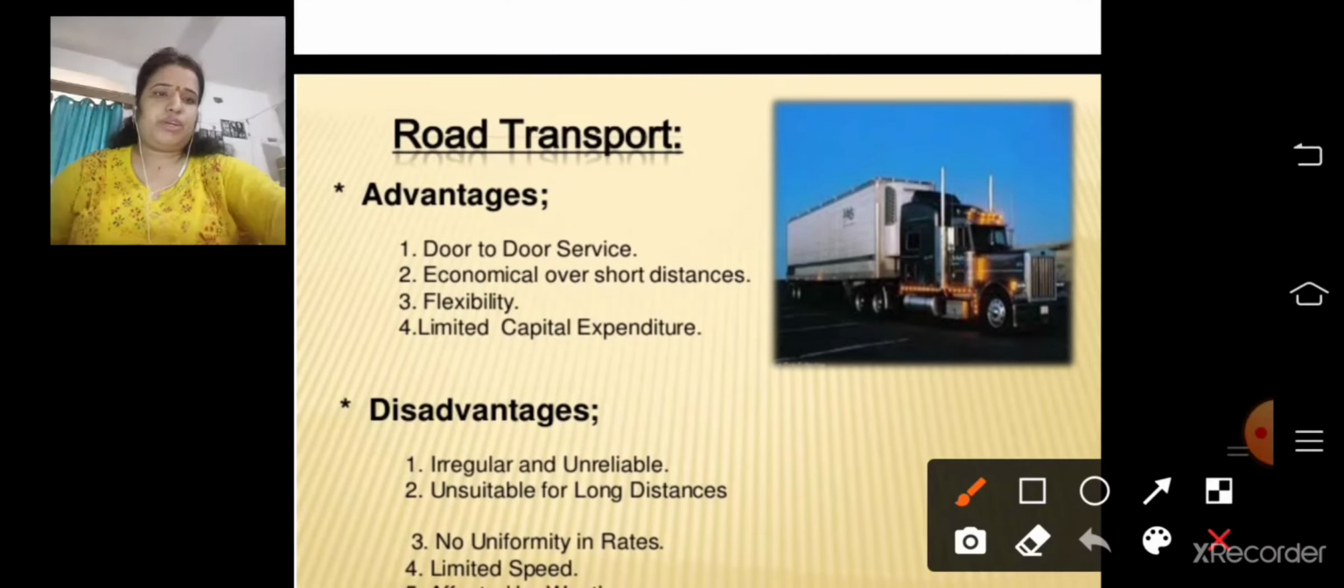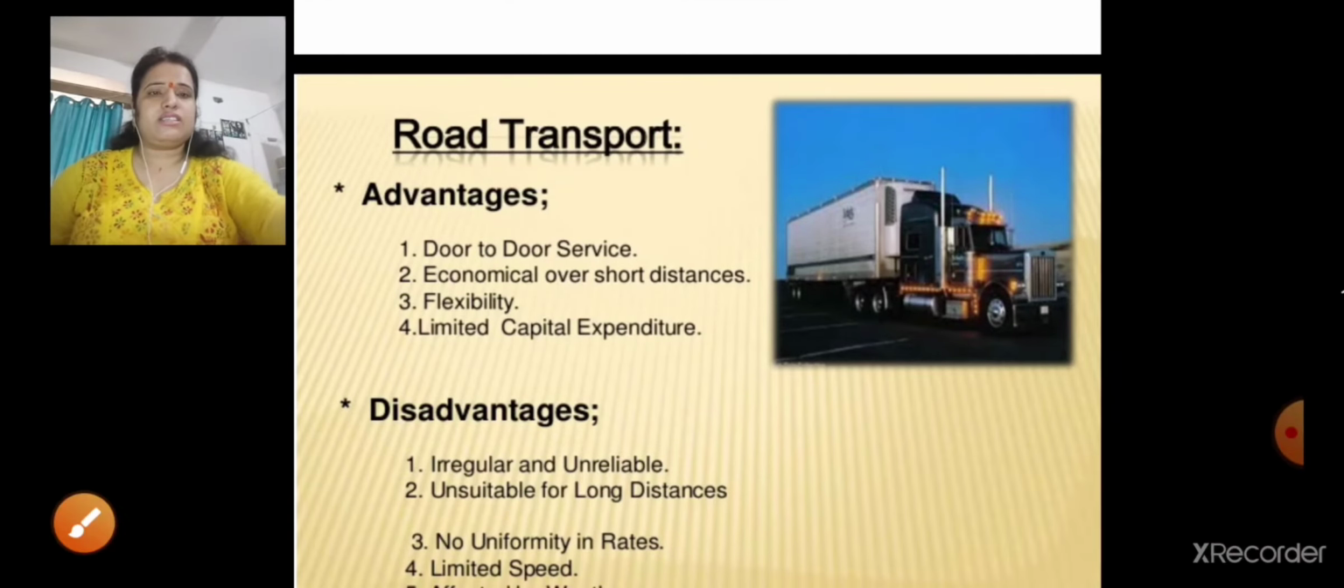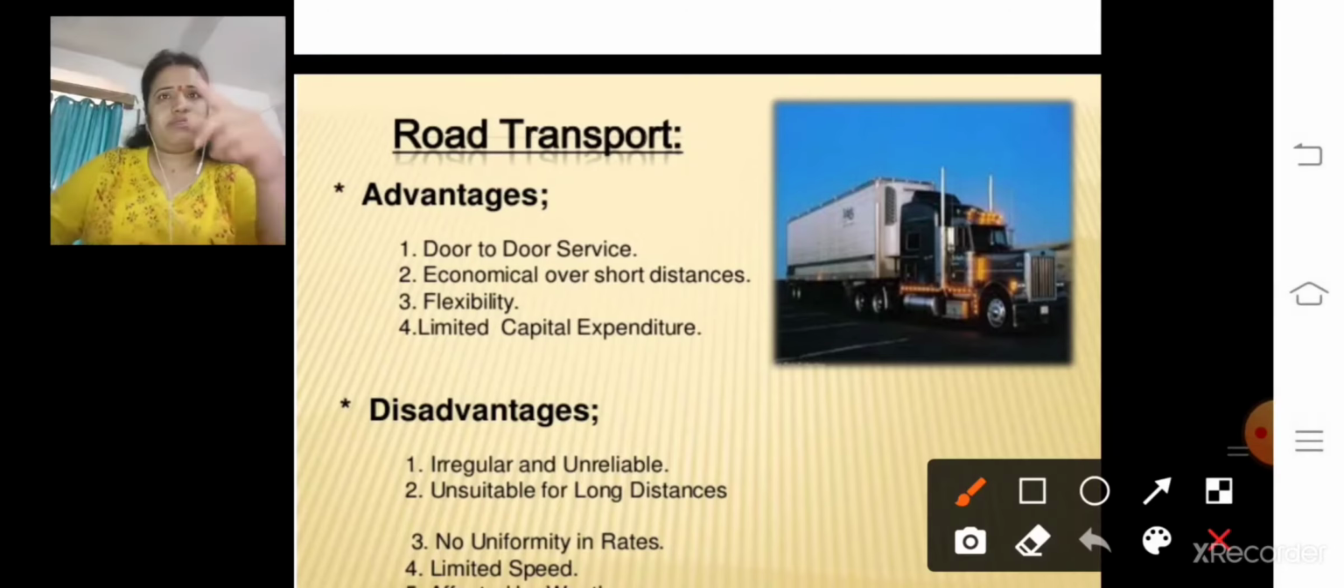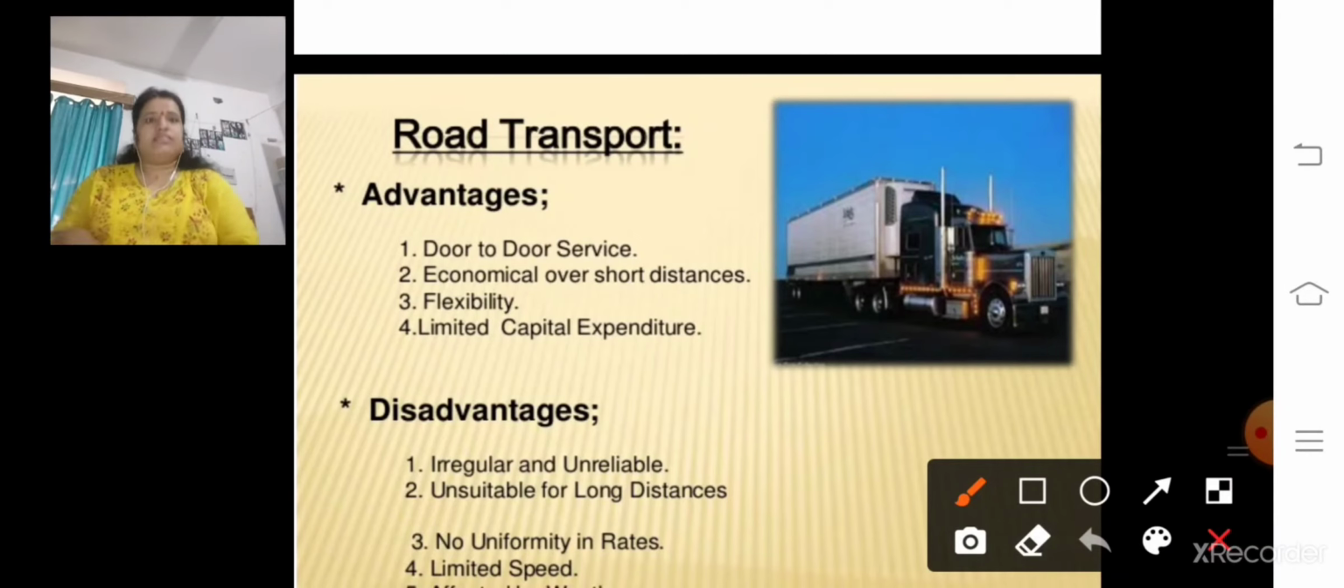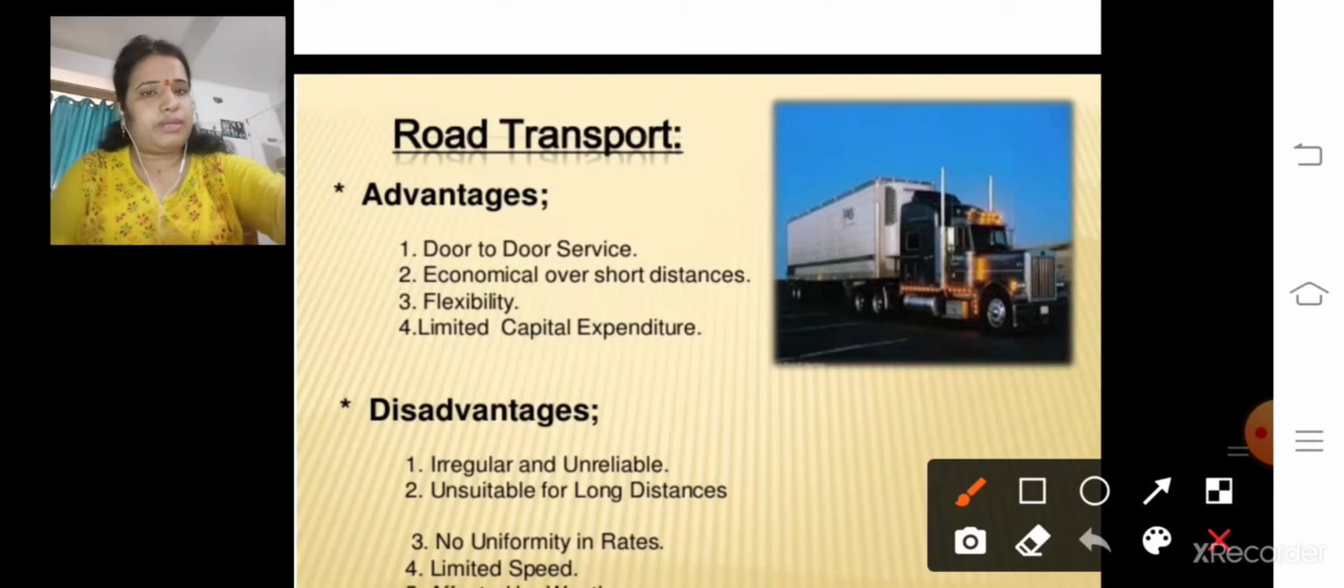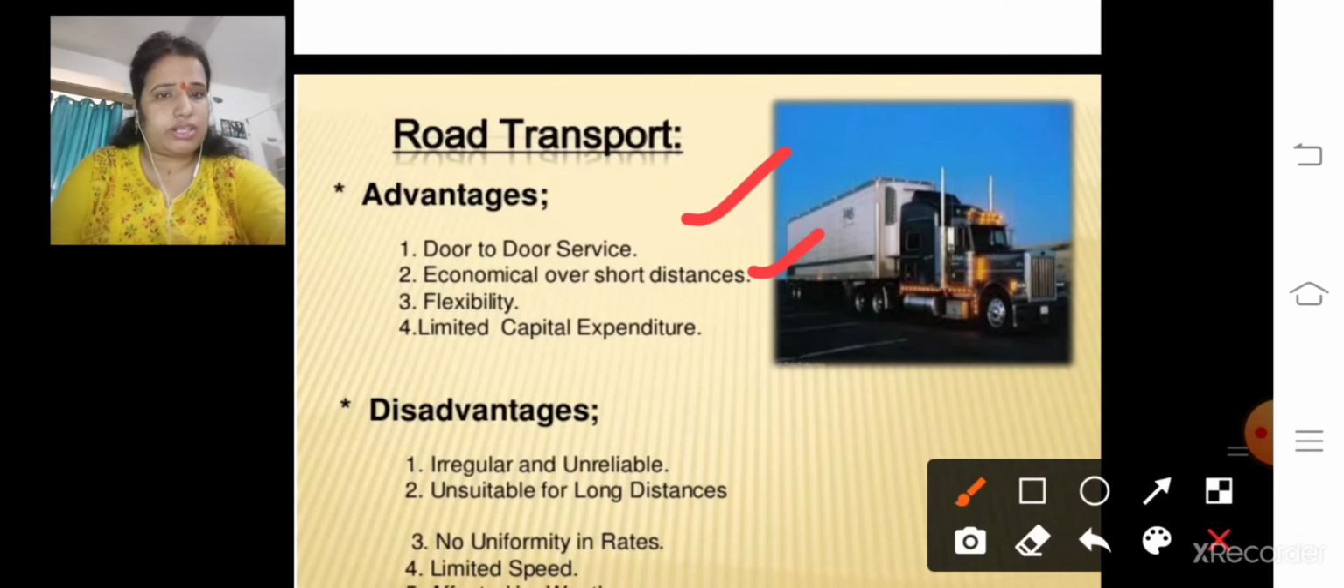Again, this is an important question. Write the advantages and disadvantages of road transport. Advantages: when we were doing this at the start, we said that road transportation is a very important transport. It provides door-to-door services. The advantages are: door-to-door services, economic over short distances, flexibility, limited capital expenditure.